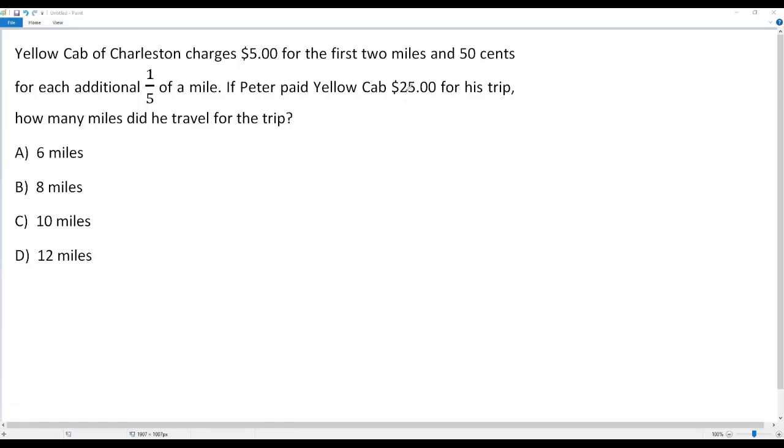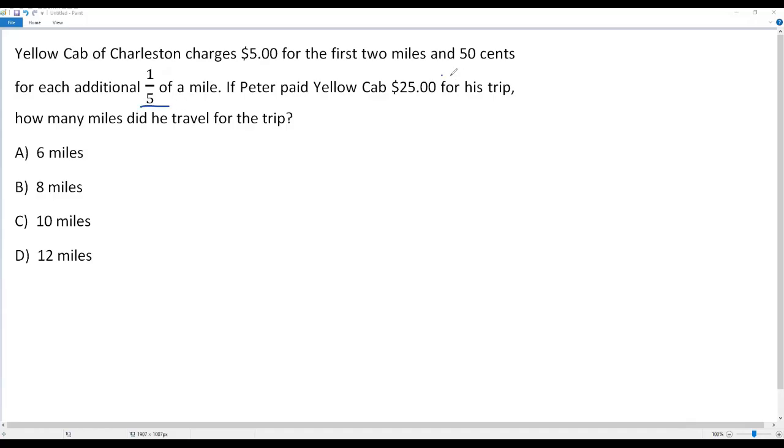Okay, here we have the total cost for a trip, that is $25, and we have to find how many miles Peter traveled. Here we have a fixed charge of $5 for the first 2 miles. Apart from that, we have a cost of 50 cents for each additional 1/5 of a mile. From this information, we have to find the cost for each additional mile, that is, for one additional mile.